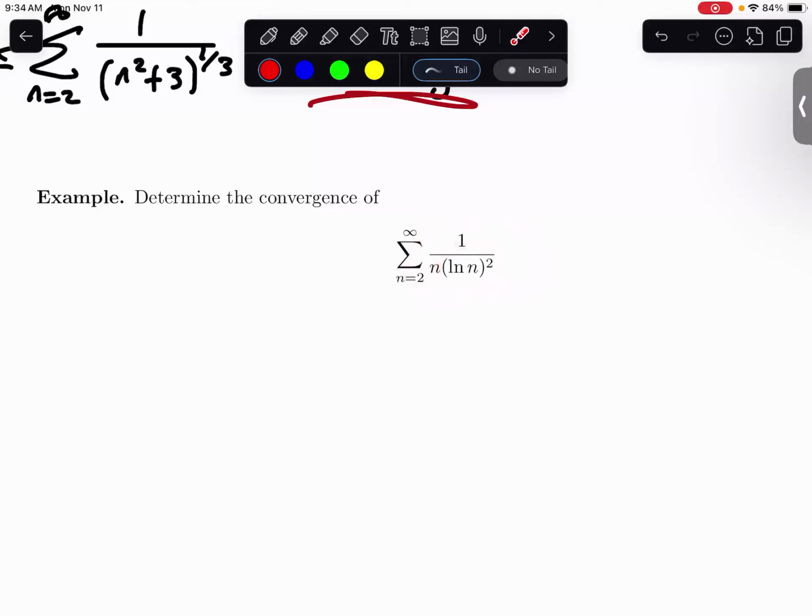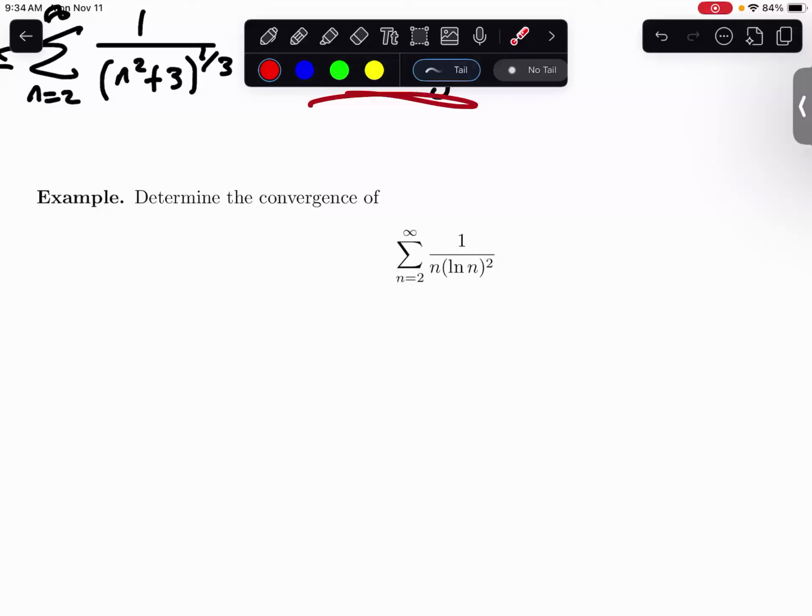If you look at this, usually the first thing you would want to do is the divergence test. You would take the limit as n goes to infinity and see if this goes to 0 or not. You can quickly see that as n goes to infinity for this sequence, it approaches 0. So it's inconclusive.